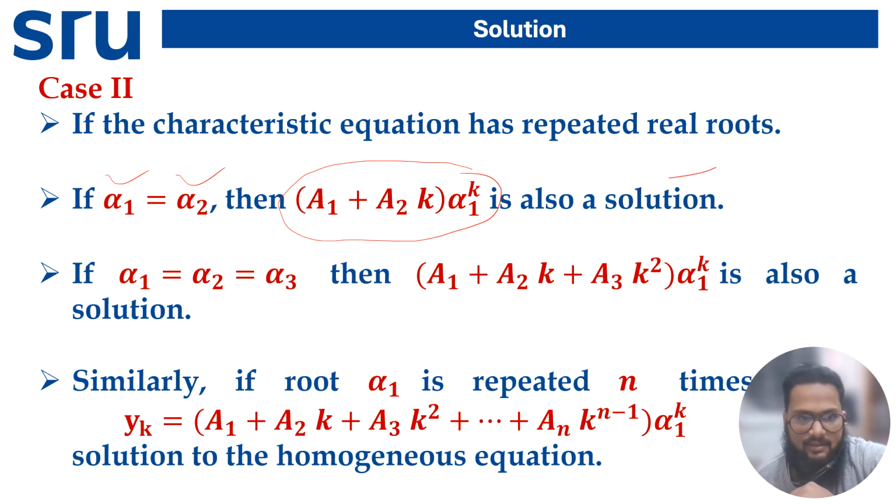If it is a degree 3 characteristic equation, suppose, so it has 3 roots, and all these 3 roots alpha 1, alpha 2, alpha 3 are the same, repeated, then the solution yk can be written as yk.